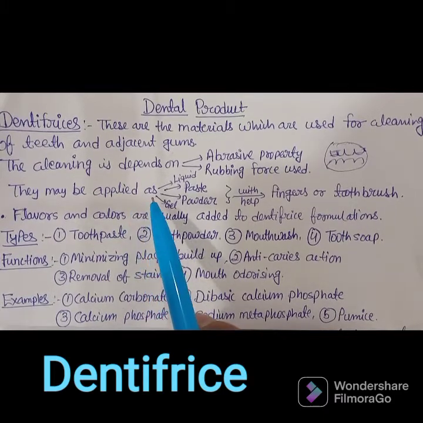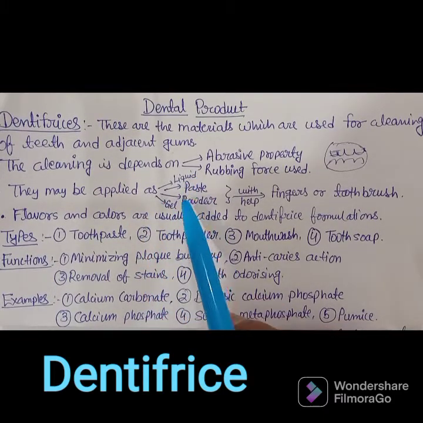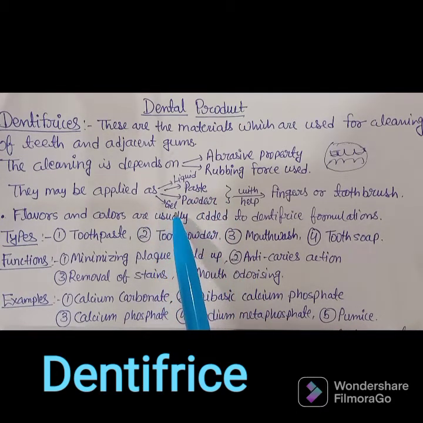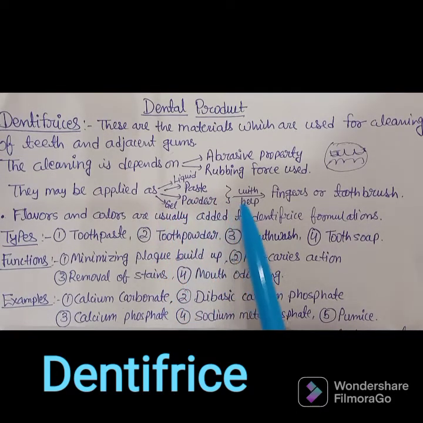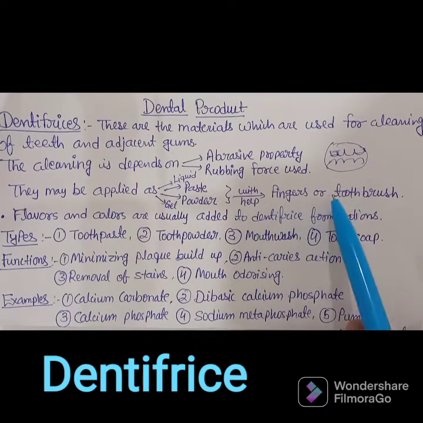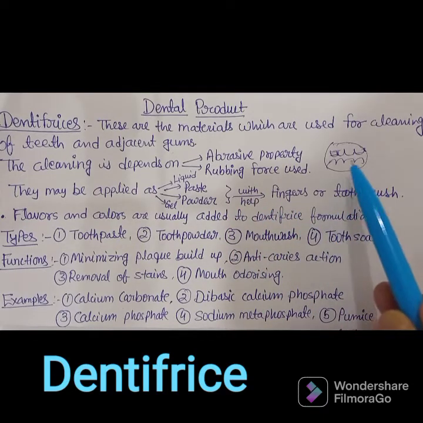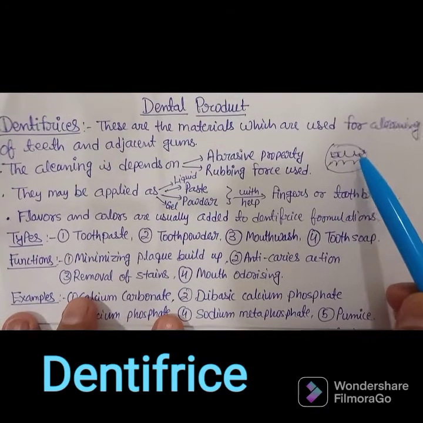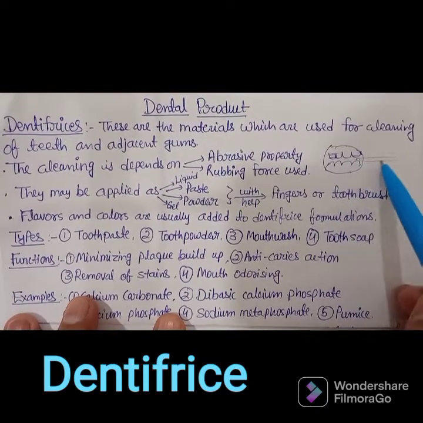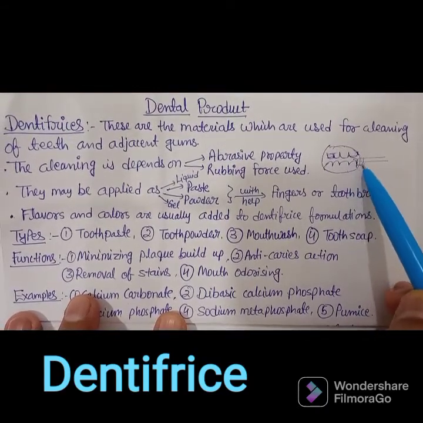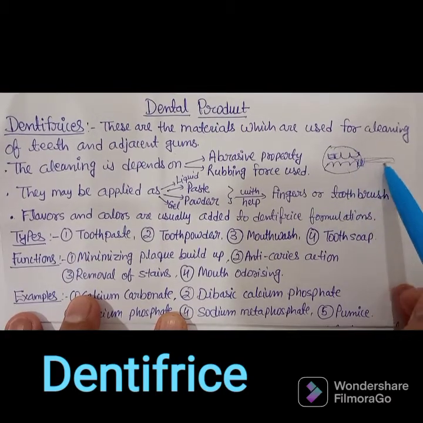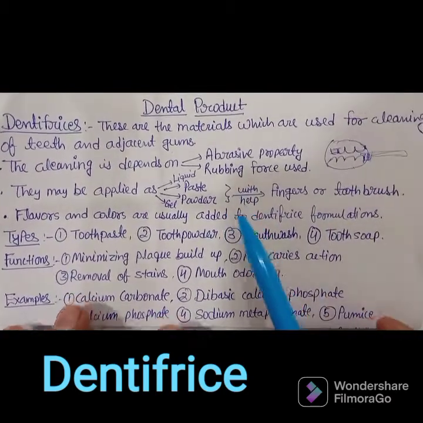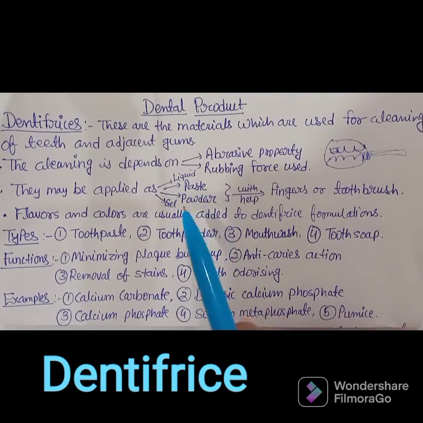Another factor which we should know is the different forms in which dentifrices may be applied. It may be in liquid form, paste form, powder, or any kind of gel, right? We can apply it with the help of fingers or a toothbrush, and clean the teeth with different types of liquid, paste, gel and powder.